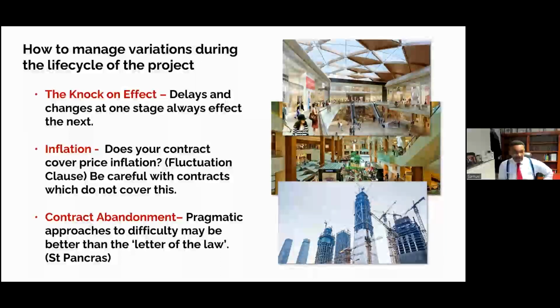Now, the other thing to recognize in circumstances we find ourselves in is inflation. We are now back in the situation where the cost of everything is rising, and there is a substantial construction cost inflation that is presently prevalent across the board. Does your contract cover price inflation? Do you have fluctuation clauses? You have to be careful with contracts that do not cover this, and you have to make the provisions for it just to ensure that you're not overly exposed.